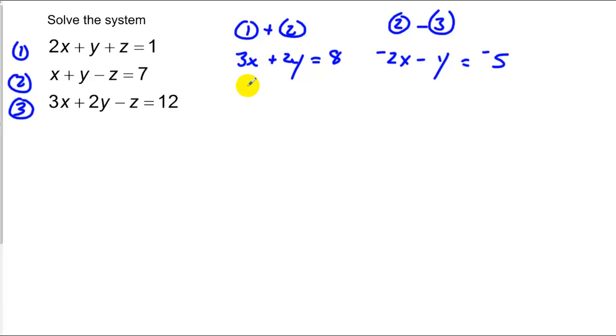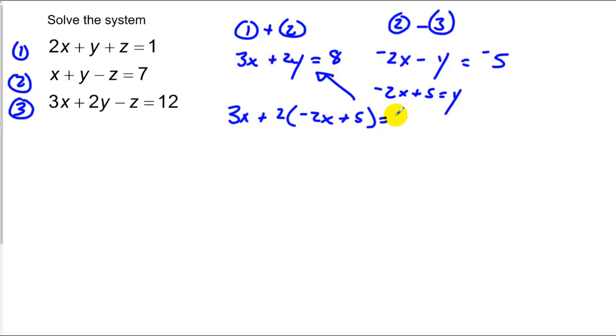So you'll notice now I have another two variable system, and I can use substitution or whatever method I like to get this problem solved. Let's go ahead and use substitution just for kicks. We've got negative 2x plus 5 equals y. Plug that into that equation for y. I get 3x plus 2 times negative 2x plus 5 is equal to 8. This gives me 3x plus negative 4x plus 10 is equal to 8. Therefore, negative 2 is equal to negative x, and x equals 2.